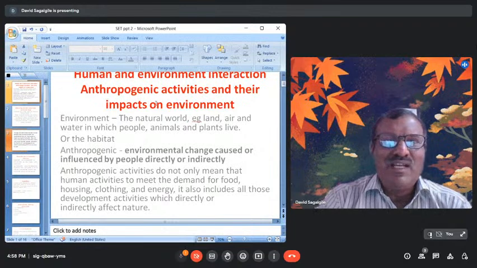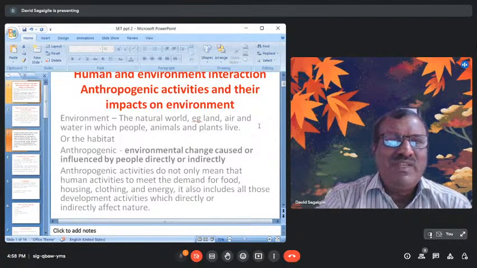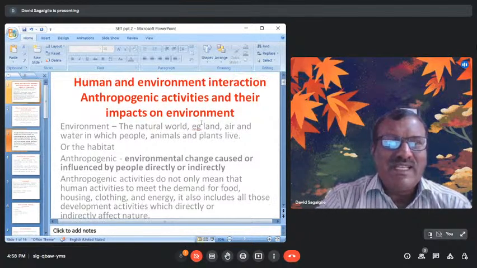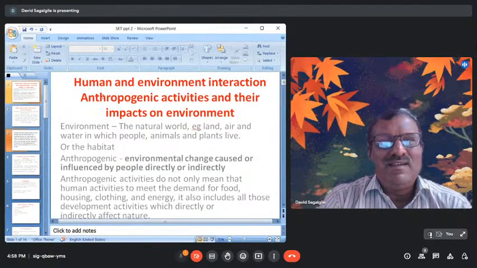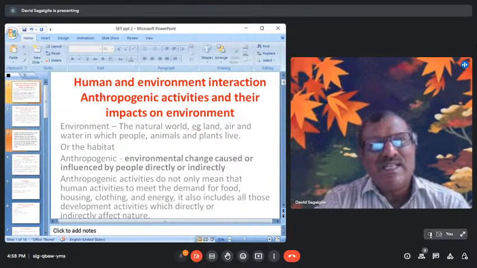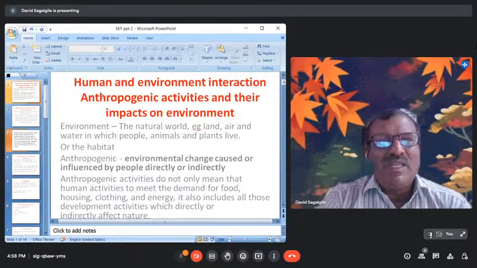It is our lives that are getting shorter and shorter day by day. We are not able to live a quality life because we are not protecting the environment. We are causing so many problems and so much pollution in the environment. So there is a relationship between human beings and the environment. And we have seen how human activities, that is anthropogenic activities, are impacting our environment.